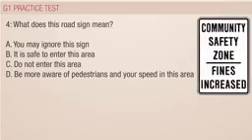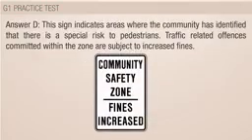Question 4. What does this road sign mean? A. You may ignore this sign. B. It is safe to enter this area. C. Do not enter this area. D. Be more aware of pedestrians and your speed in this area. Answer D. The sign indicates areas where the community has identified that there is a special risk to pedestrians. Traffic-related offences committed within the zone are subject to increased fines.